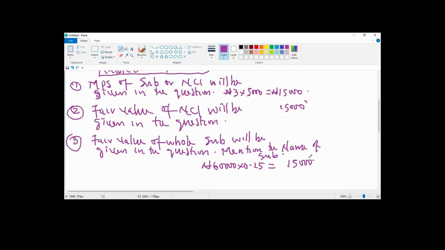No matter how they want to do it, each one of them must let me get the fair value of NCI. If you don't want to trouble me, no problem. If you give me the fair value of the whole subsidiary, I will multiply to get the fair value of NCI.